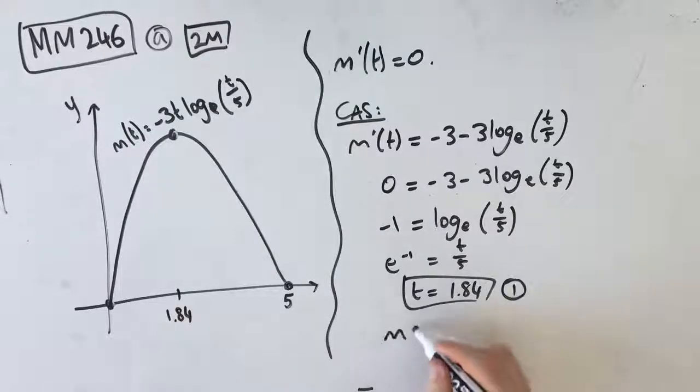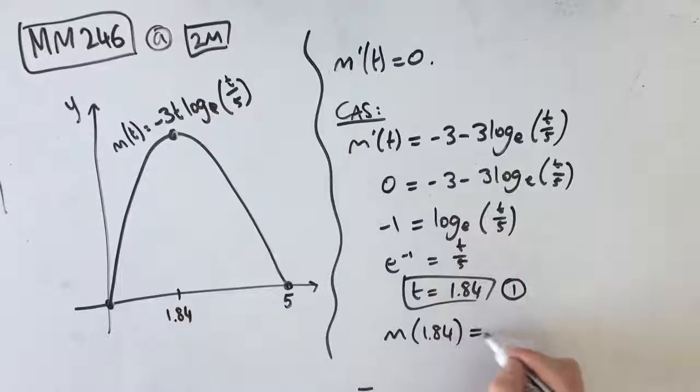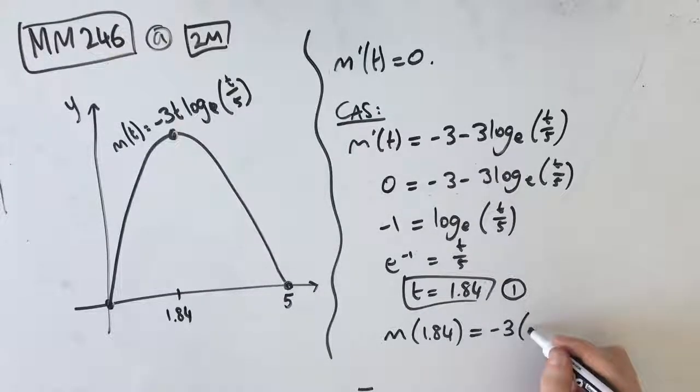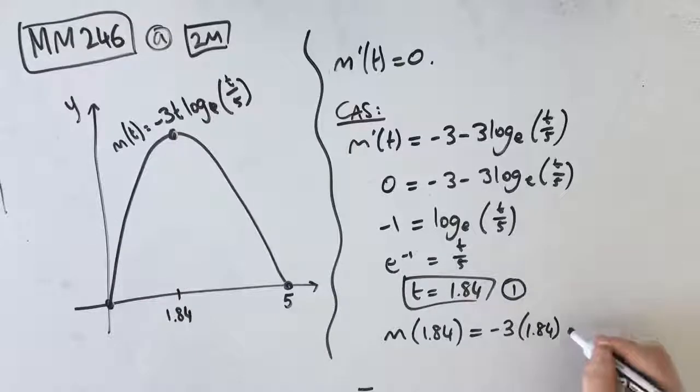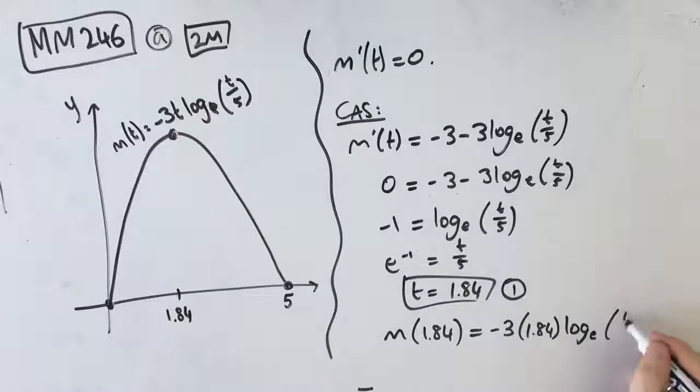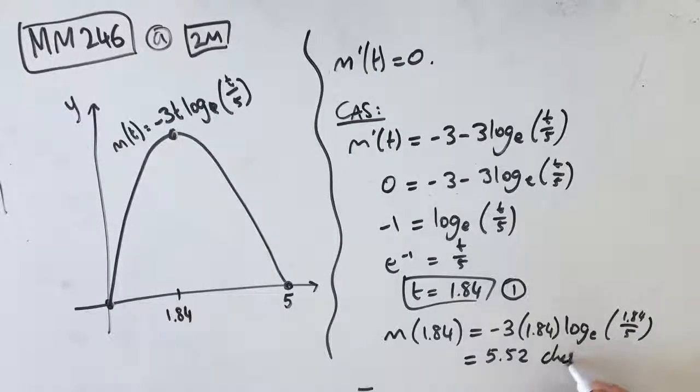So m of 1.84 will give us our chest hairs, which means that we have negative 3 times 1.84 times log e of 1.84 over 5, which gives us 5.52 chest hairs per square inch. Awesome. This is our second mark and final mark for part A. Just make sure that you include your units, which in this case is our chest hairs per square inch.